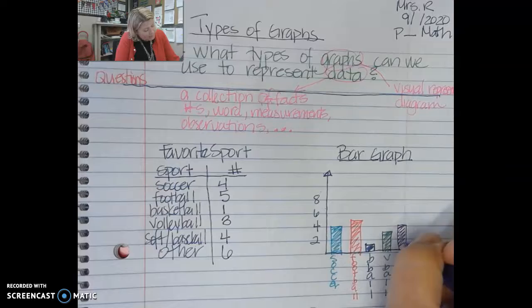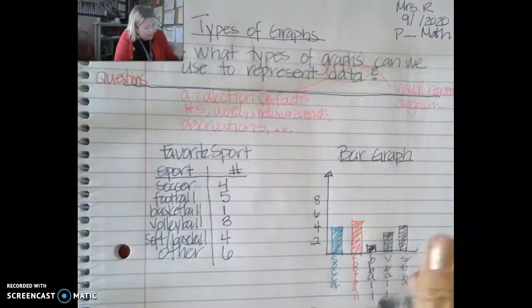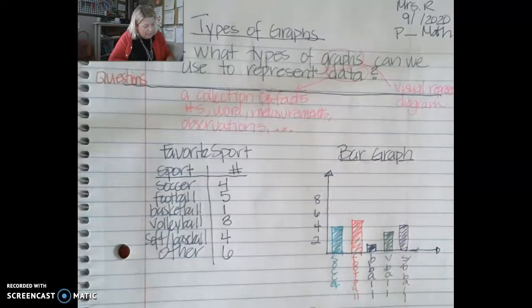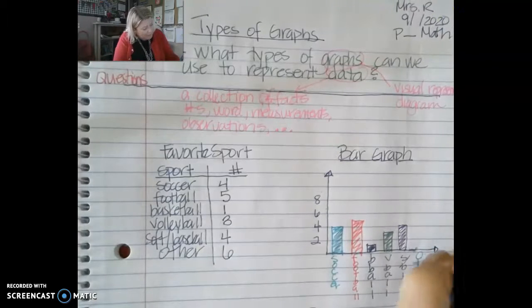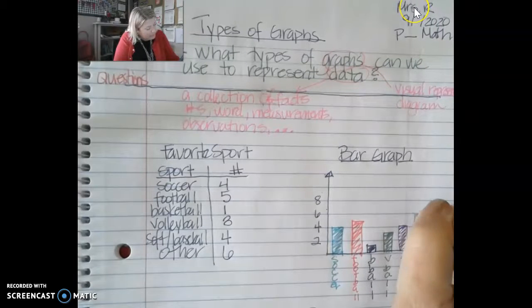And I got to make this graph. Good thing I have an erasable pen, right? I got to make my graph a little bigger, so I'm going to go out. And my last one, I'm just going to do the same color again, is my other. And there were 6 people. So 6 people liked other sports.